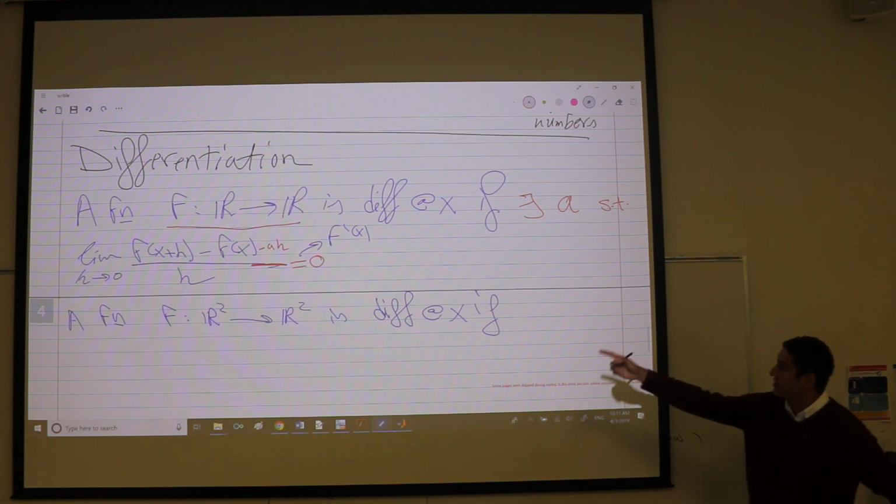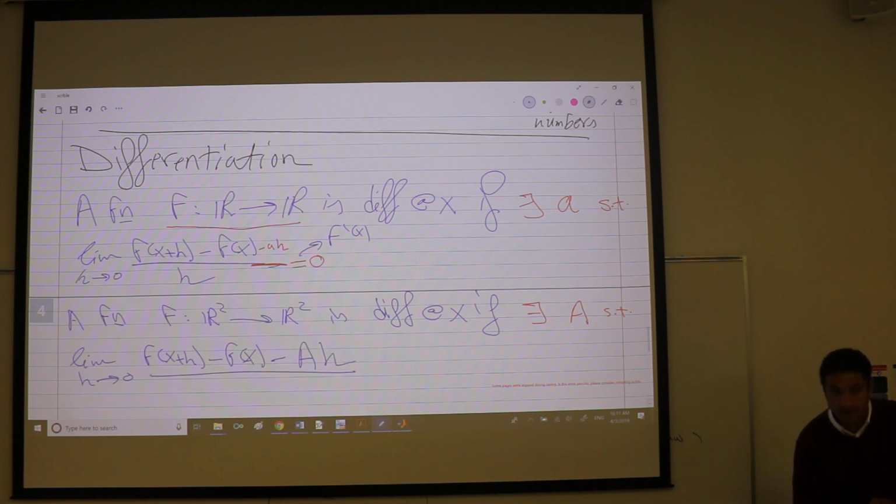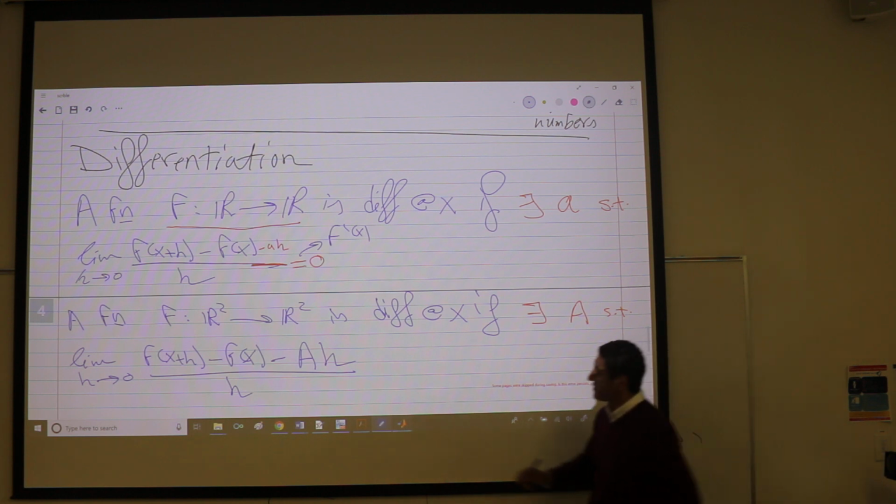So this function is differentiable at x if there exists some A. I will have a big A here because we're in 2 by 2. So A is a matrix, actually a 2 by 2 matrix, such that the limit as h goes to 0 of f of x plus h minus f of x minus A times h, divided by h. Look at this.